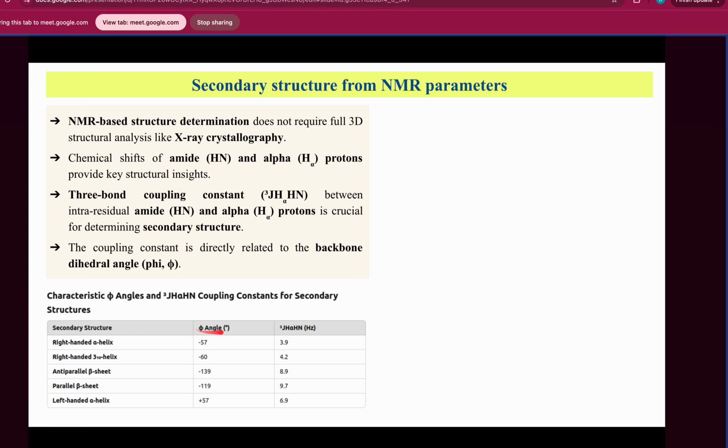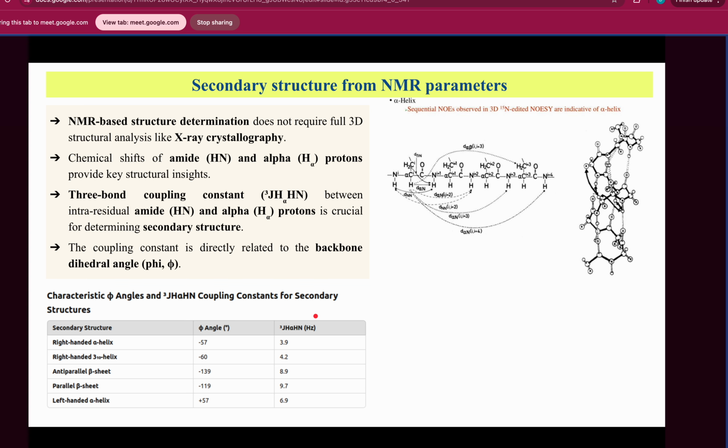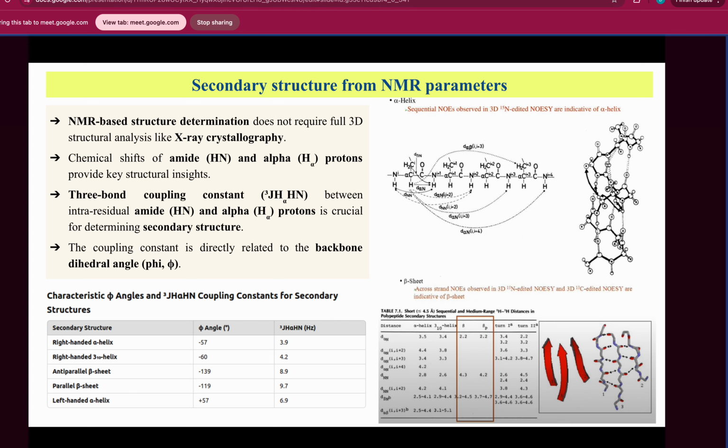So based on the dihedral angle phi values and the coupling constant, which is J H alpha HN, in units of Hertz, we will be able to determine what kind of secondary structure is present. These are the key properties. In the case of an alpha helix, you will see sequential NOEs present in the 3D spectrum. In N15 edited NOESY, they are indicative of an alpha helix. This is how the coupling constant will tell you the possible secondary structure present in that molecule.